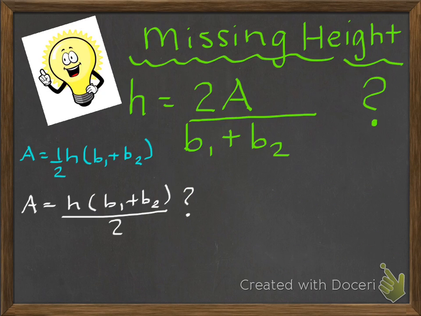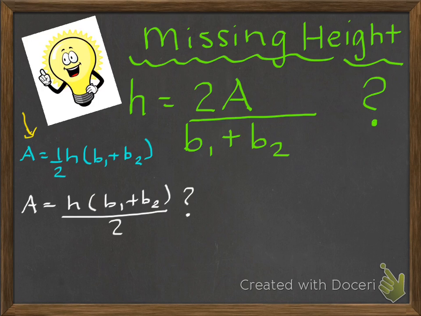All right, so this is a missing height problem. So we've got the light bulb here. I wanted to show you the formula. So they gave you a related formula. They said that the height is going to be equal to 2 times the area divided by base 1 and base 2. So what I've done here is off to the left, you can see that I have the original formula right here that I'm going to point at in yellow.